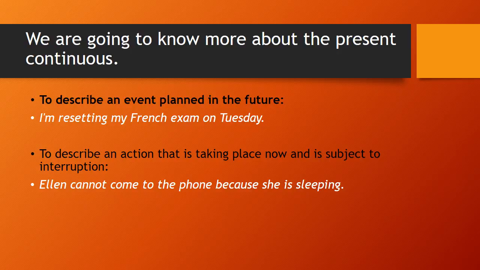We follow. The next point is to describe an action that is taking place now and is subject to interruption. For example, Ellen cannot come to the phone because she is sleeping. What is the action that Ellen is doing at that moment? Sleeping is the action. So the sentence is: she is sleeping. Ellen cannot come to the phone because she is asleep.